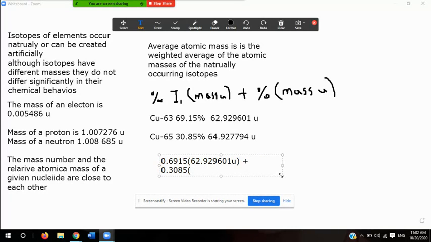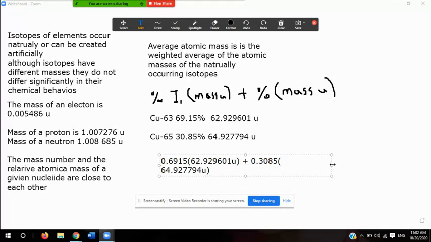And give me 1 second. Let's see if I can open this a little bit more. Okay, let's see if I can do that way. Which is 64.927794 U, or unified atomic mass.